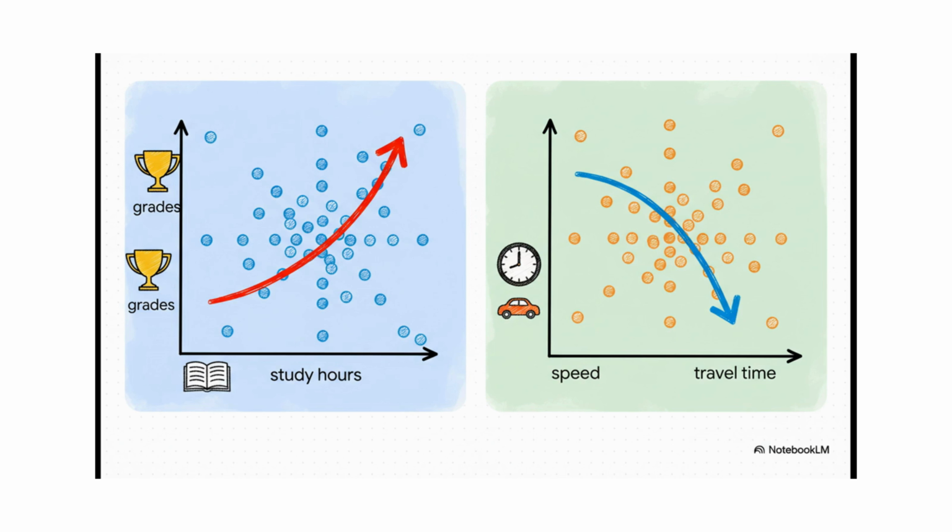Here the points slope downwards. As one thing increases, the other decreases. Think about it, the faster you drive, the less time it takes to get somewhere.